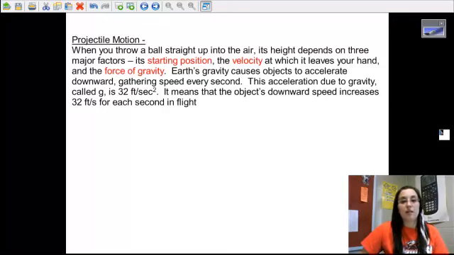Earth's gravity causes objects to accelerate downward, gathering speed every second. That just means everything is affected by gravity. It's pulled down to the ground. This acceleration due to gravity, called g, is 32 feet per second. That's going to come into play later, and it just means that the object's downward speed increases by 32 feet per second for each second that it's in flight.